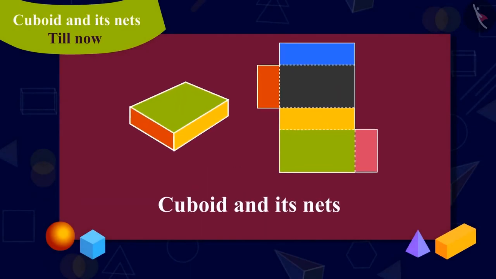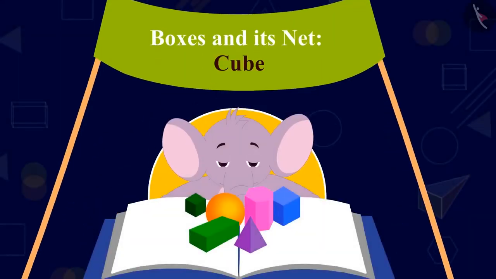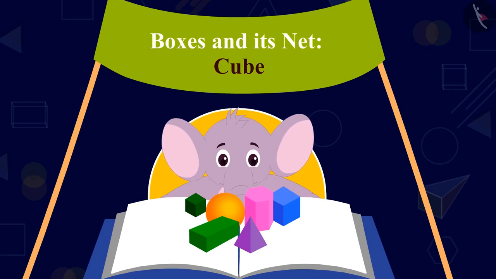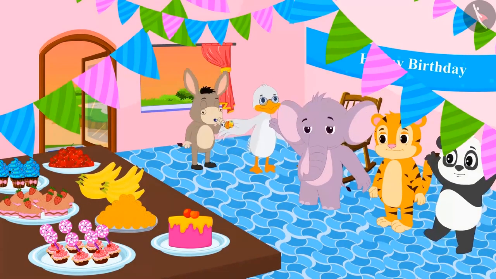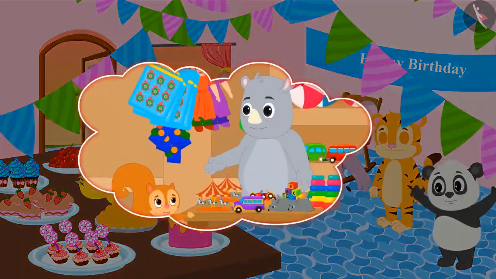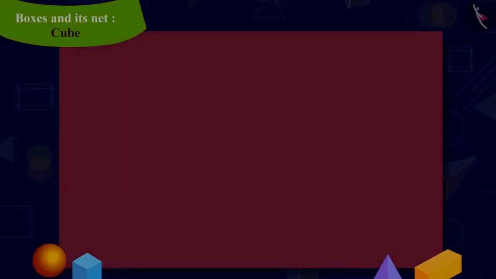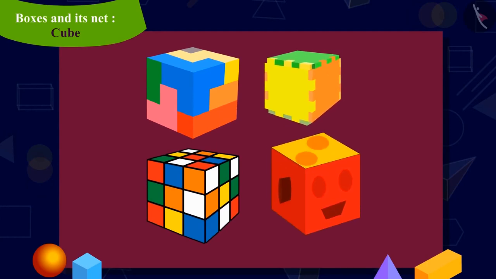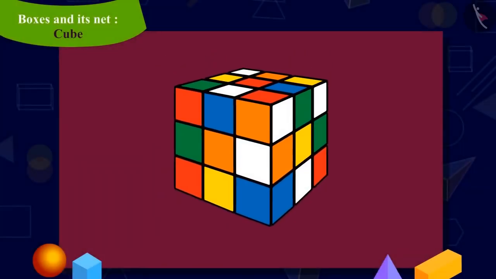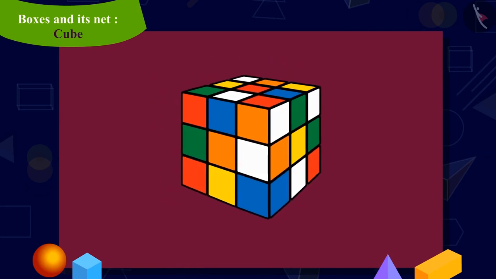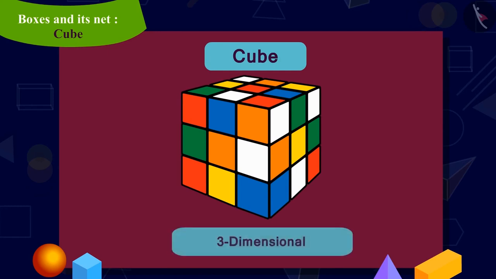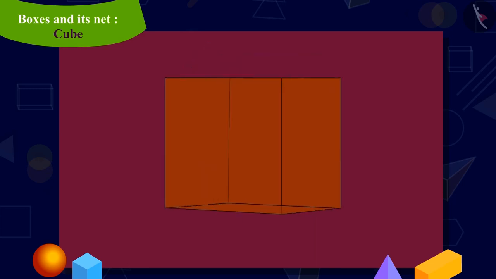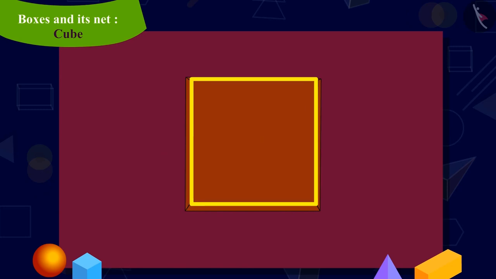Kids, in the previous video, we learned about the cuboid and its net. In this video, we will learn about cube and its net. Today is Appu's birthday. Chanda has brought four toys as gift for him from Gaggu's toy shop of this shape. Kids, can you recognize this shape? Yes, it is a cube. A cube is a three-dimensional shape in which all the faces are square.